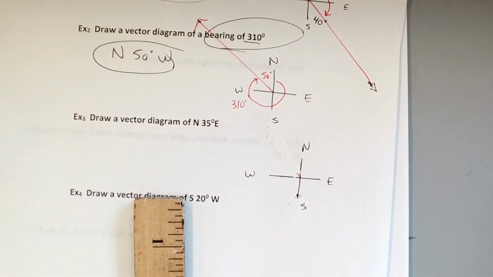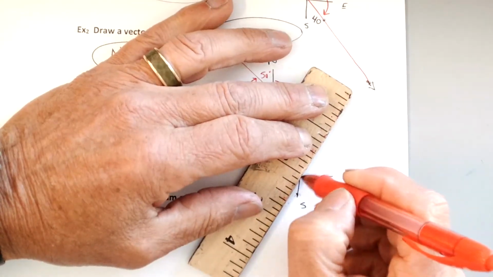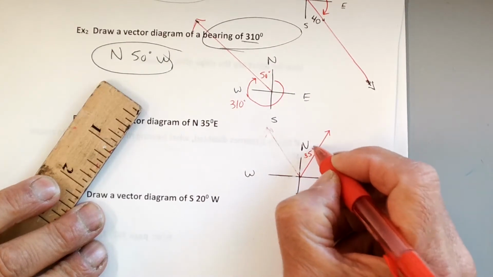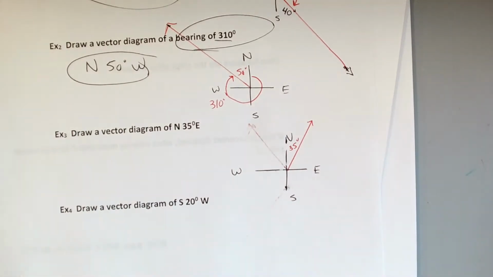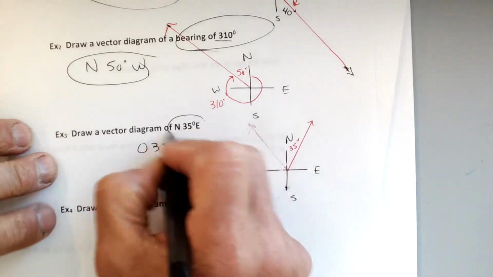So I'm really going this direction, 35 degrees. Or we could say it's 0.35 degrees, the same thing, okay?